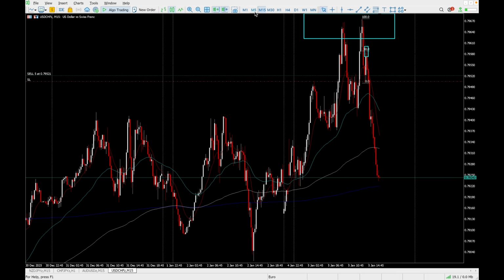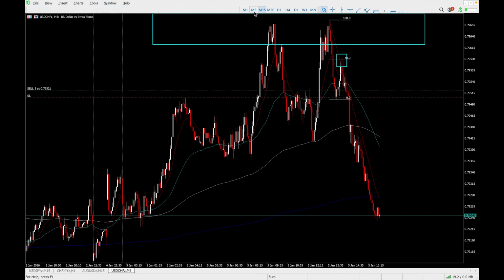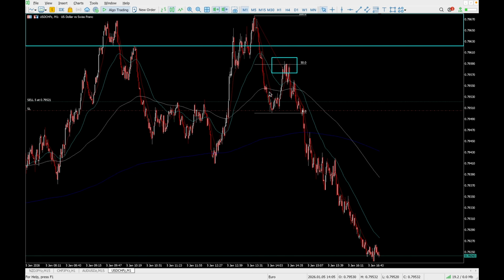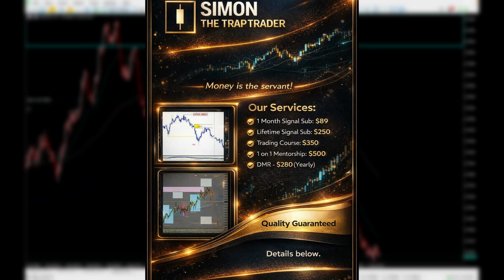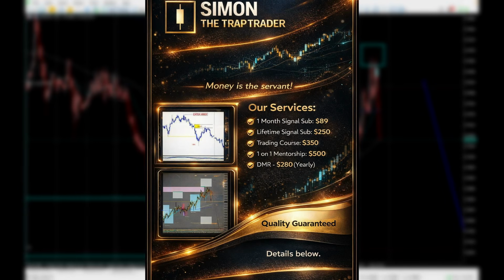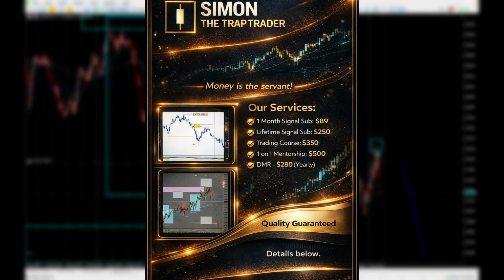But this is how you can keep it very simple for yourself when looking for entries or trading BTMM. All right, guys, so that's it for today. As I said, this was the first trade of the year, and we are going to have many of these types of trades.